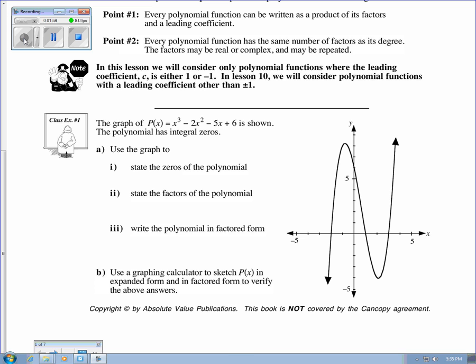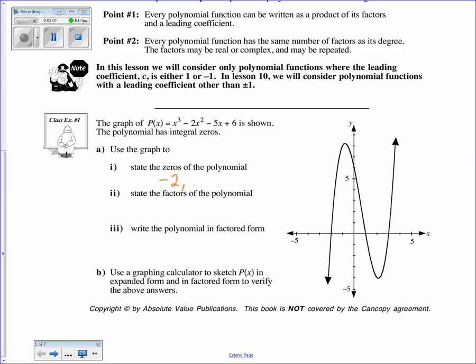We see that the graph crosses the x-axis at -2, at 1, and at 3. And those would translate into factors of x plus 2, x minus 1, and x minus 3. We're very accustomed to doing that. Now, the only thing we have to check is, does it make sense that these factors would actually multiply to generate my original polynomial? So my polynomial, x plus 2, x minus 1, x minus 3.